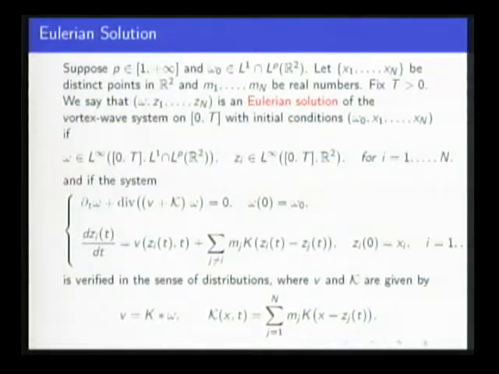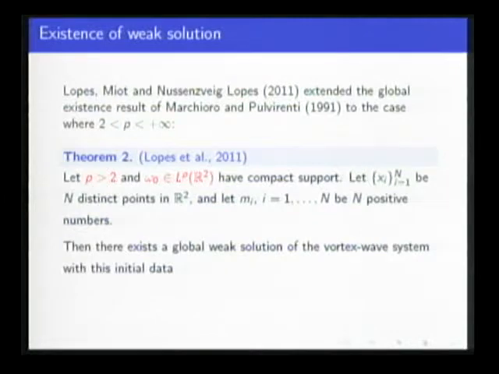And this is exactly what Hélène and Milton Lopes, together with Evelyne Miot, have shown in 2011. So under these conditions, they've shown that there exists a global weak Eulerian solution of the vortex-wave system.